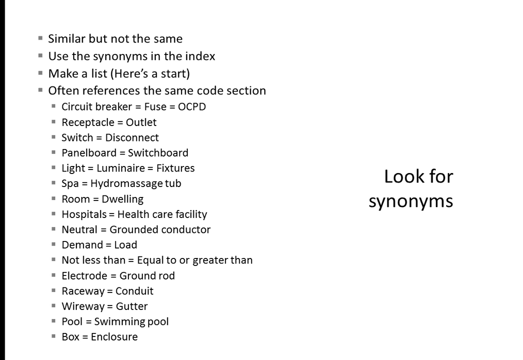Another example, looking further down the list, is raceway and conduit. Sometimes the question will have conduit as the keyword, but you can't find that in the index. Look up raceway instead. So these are examples of how you could use synonyms to look at different keywords in the index.